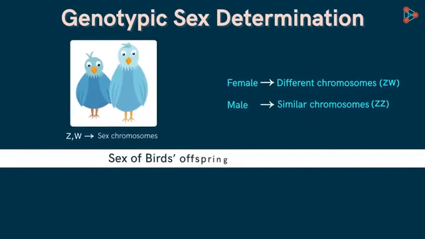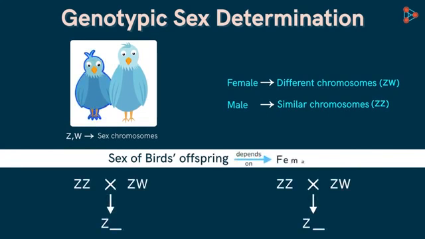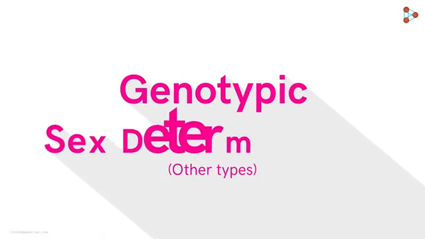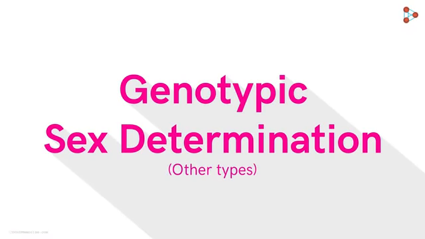So, the sex of the bird's offspring is dependent on females. If the mother gives her Z chromosome, then it will be a male with ZZ chromosomes, while if the mother gives a W chromosome, then it will be a female with ZW chromosomes. So just like in the case of humans, in birds as well, the sex of the offspring is determined by the sex chromosomes. Wasn't this interesting? Now let's understand the other types of genotypic sex determination in the upcoming part.